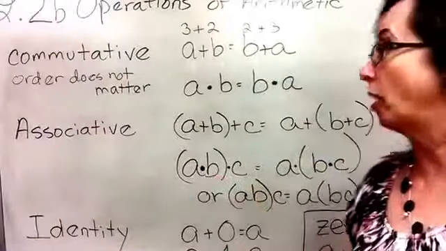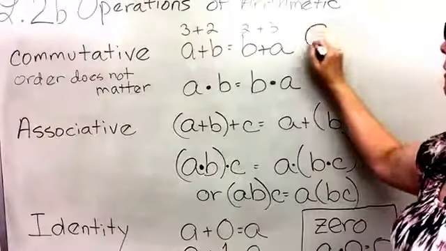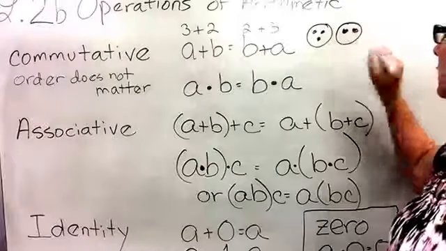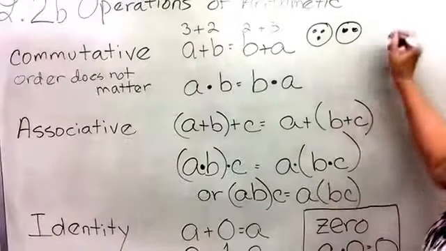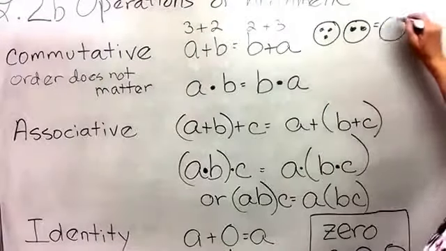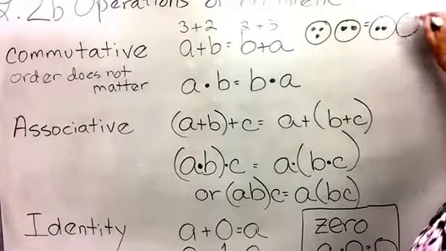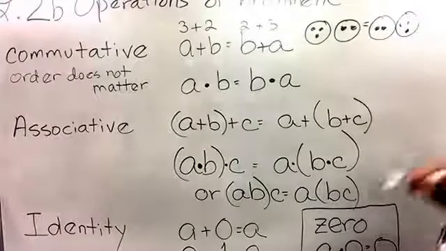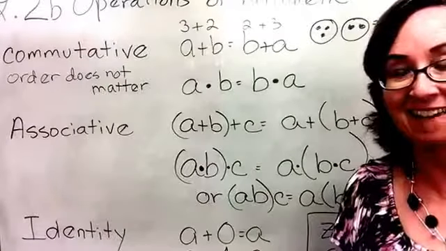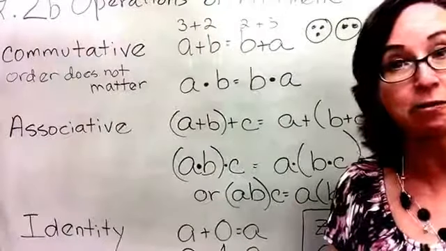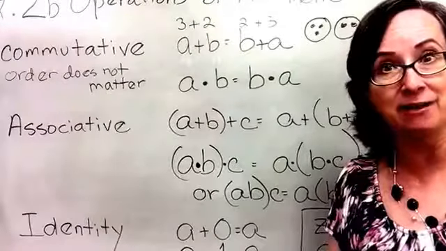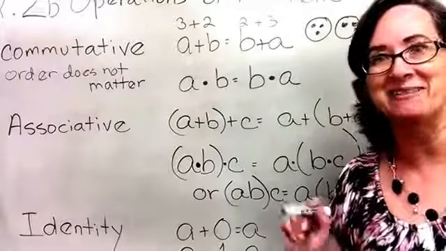Okay, now if we were going to draw a picture of 3 plus 2, we would have 3 items plus 2 items, okay? And then if we were going to draw a picture of 2 plus 3, we would have 2 items plus 3 items added to it. Do we still have 5 on both sides? We do, don't we? All right, so 3 plus 2 and 2 plus 3 are both 5, and the order that we add them in does not matter. That is the commutative property of addition.